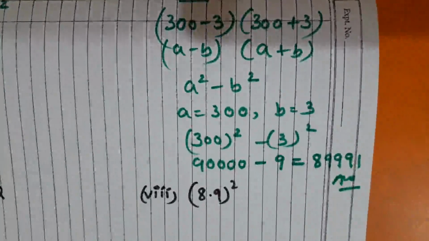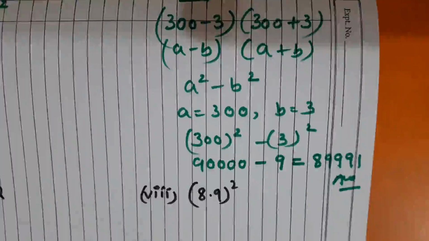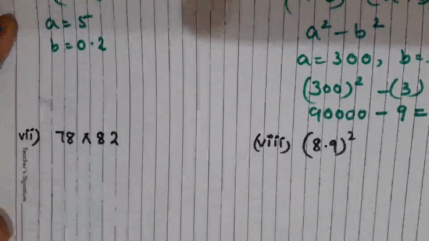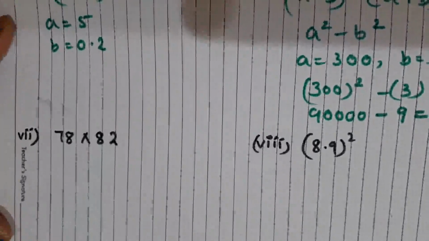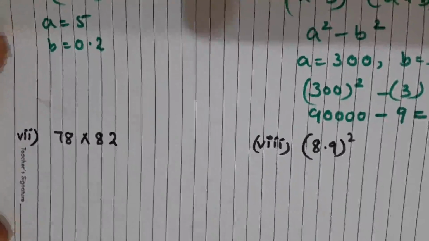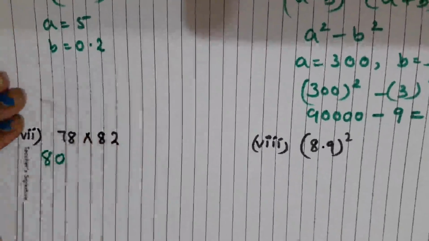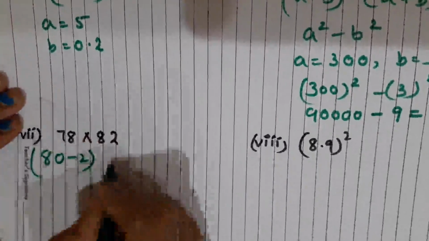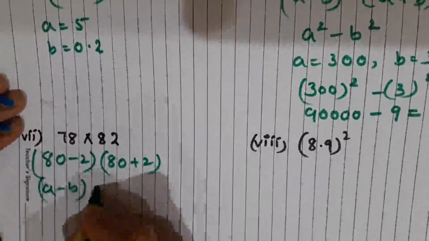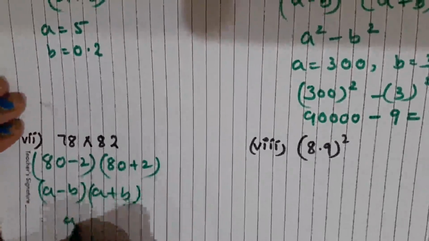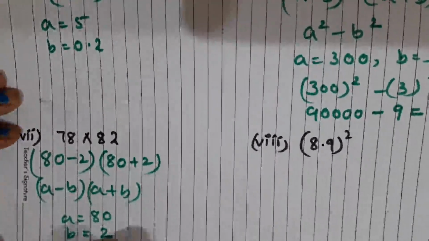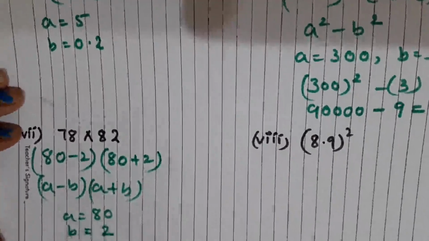Okay. Your next is 78 times 82. Now how can you write this? You can write 80 minus 2 and 80 plus 2. Again a minus b, a plus b. A is 80 here and b is 2 here. Put these values inside the formula. Find out a square minus b square.